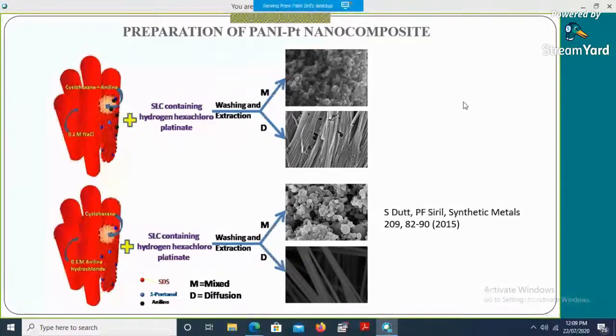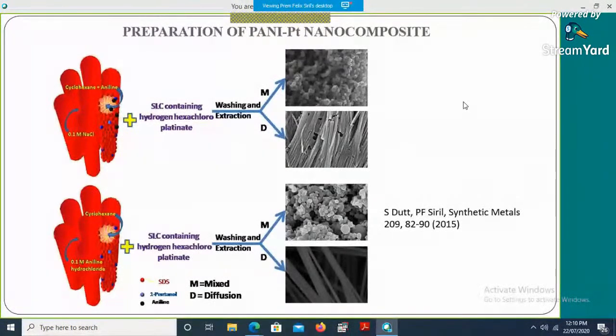Although I said it's a nanocomposite of platinum and polyaniline, I can't see the platinum here because the particle sizes are very small. So if you want to see the platinum in the nanocomposite, you cannot do it by using scanning electron microscopy. You have to use transmission electron microscopy, where the resolution is better. So I wanted to differentiate both.